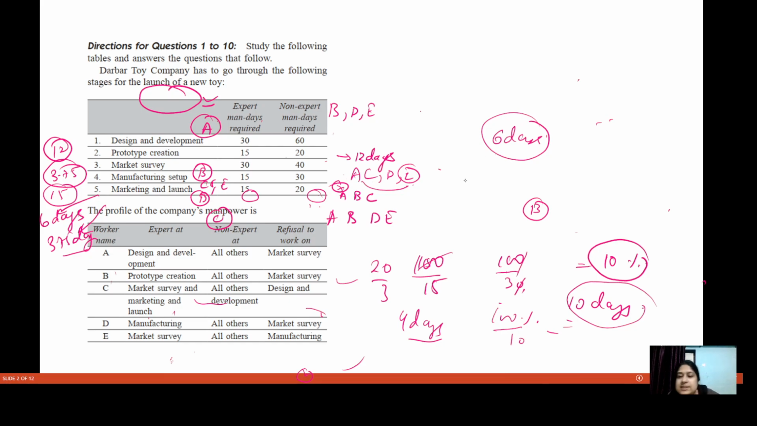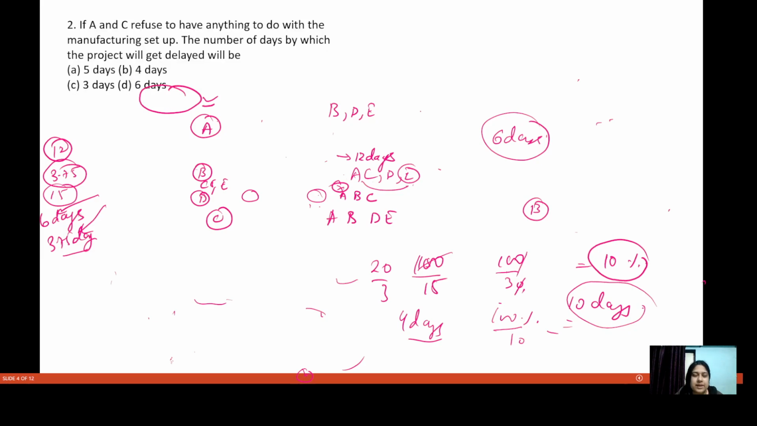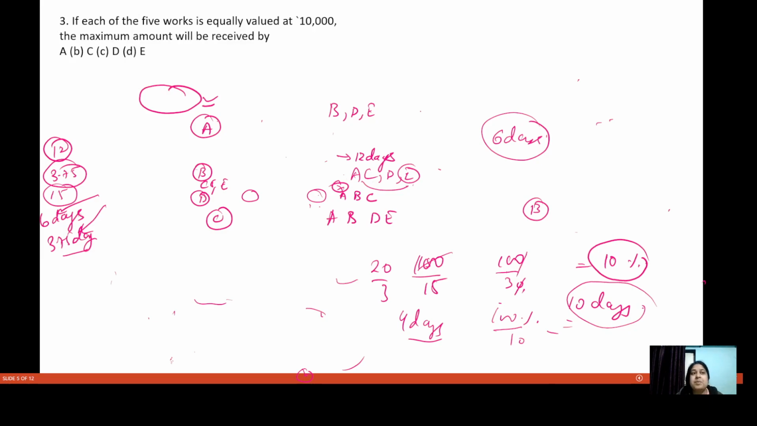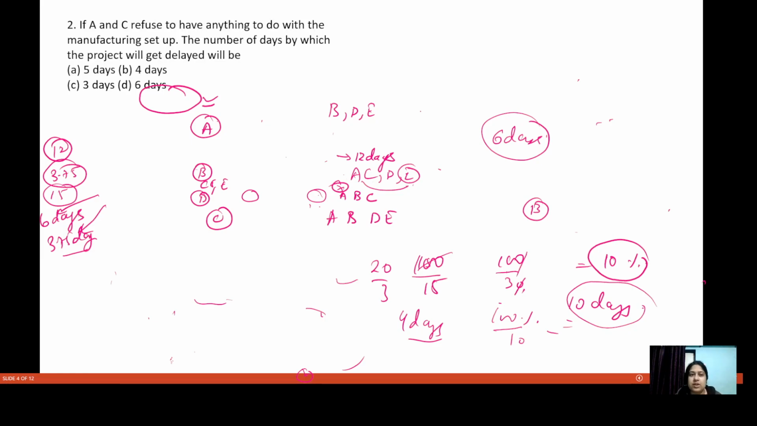Okay, so we have this as 4 days. Fine. Now let's move on to the next question. So in this we have seen if A and C refuse to have to do anything with the manufacturing setup. Now it is saying if each of the five works is equally valued at 10,000, then the maximum amount will be received by which one of the following.